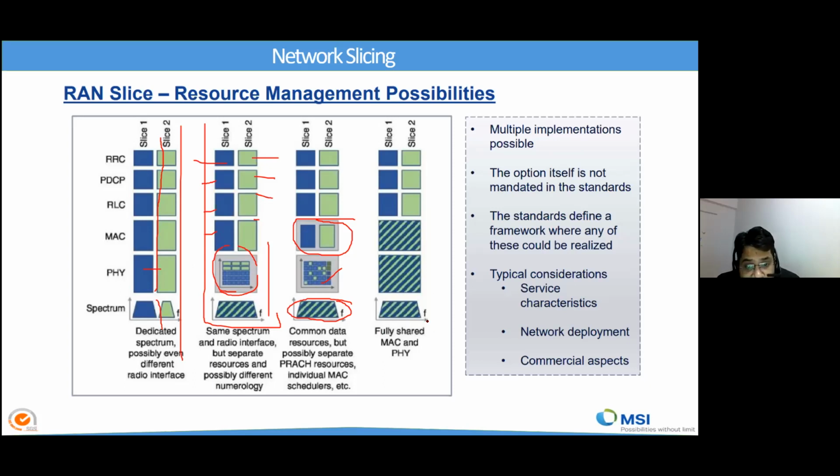And for the last one, the spectrum is the same. All the functions of the physical layer are the same for slice 1 and slice 2. And if we talk about the MAC layer, then the MAC layer is also common for slice number 1 and slice number 2. However, the RLC layer functions and PDCP layer functions are segregated for slice number 1 and slice number 2.